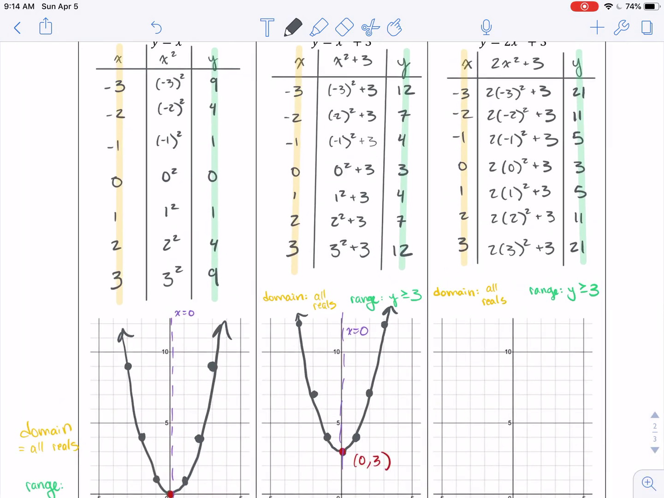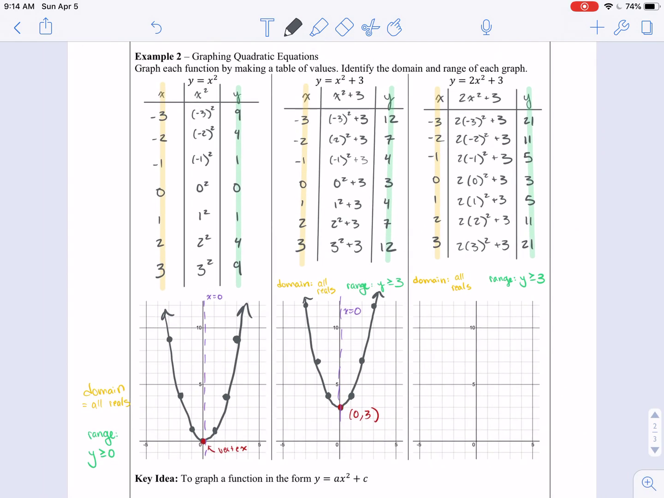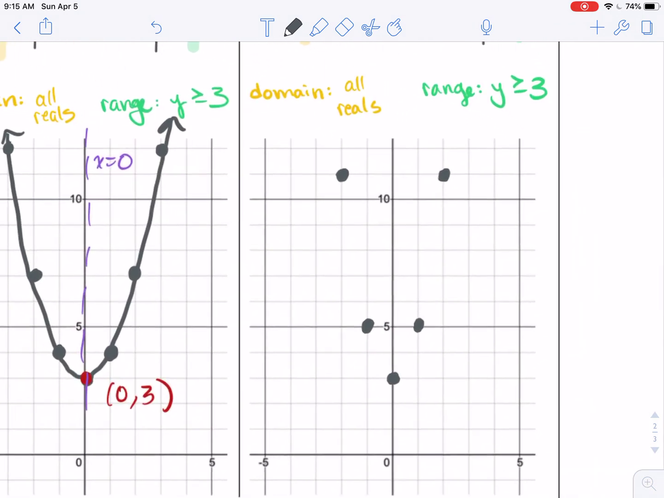Let's go ahead and graph our points. So we have -3 up 21. Oh, that's too far. That won't fit on my graph. Oh well. -2 up 11. -1, 5, 0, 3, 1, 5, 2, 11, and 3, 21. Again, that's off my graph, so that's not going to work.